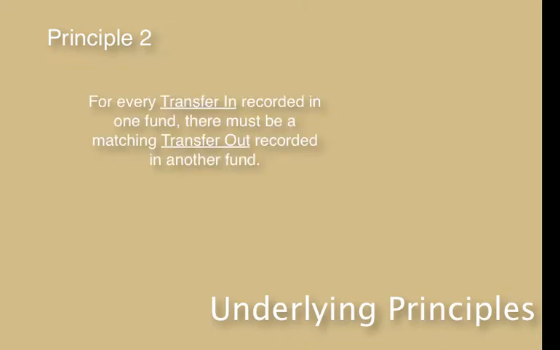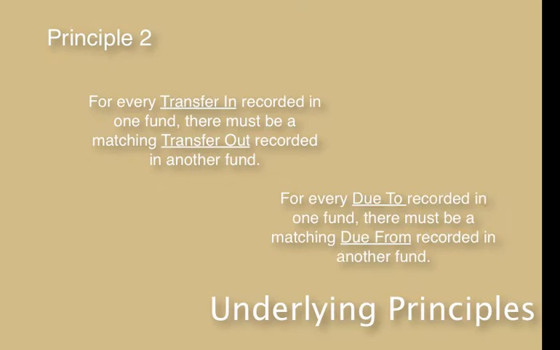The second set of basic principles that we need to keep in mind is that for every transfer in recorded in one fund, there must be a matching transfer out from another fund. Also, for every due to recorded in one fund, there must be a matching due from recorded in another fund. This principle holds true for transfers between the operating fund and the plant fund in general, and also for transfers between the unexpended plant and the invested in plant subfunds or functions.